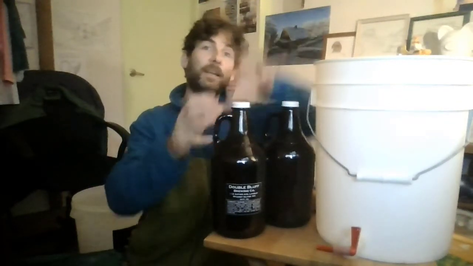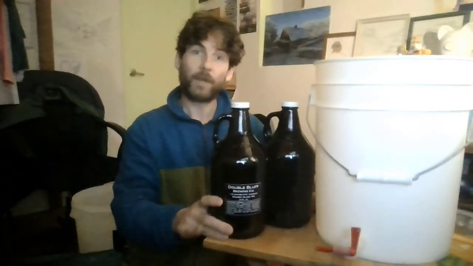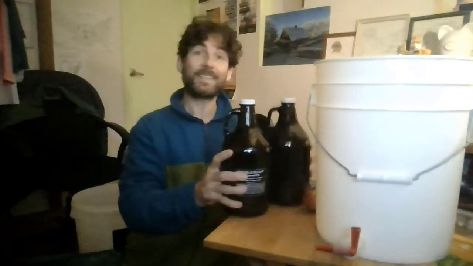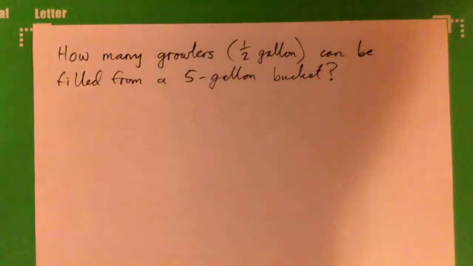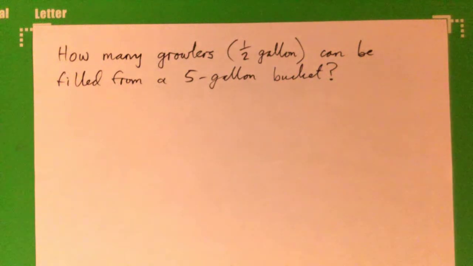And so how many in 5 gallons, right? 10. Right. It's going to be 10 of these guys. I can get 10 of these bottles from the 5-gallon bucket. Make sense? So that's why 5 divided by a half gives us 10, right? All right. Okay, so how many growlers, half gallons, can be filled from a 5-gallon bucket?